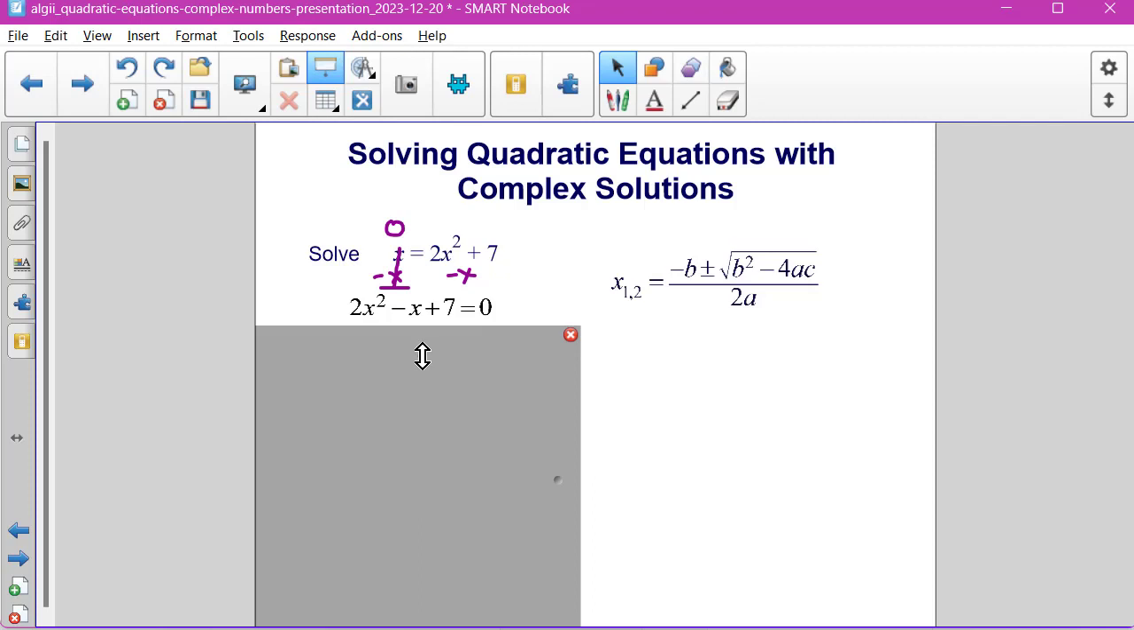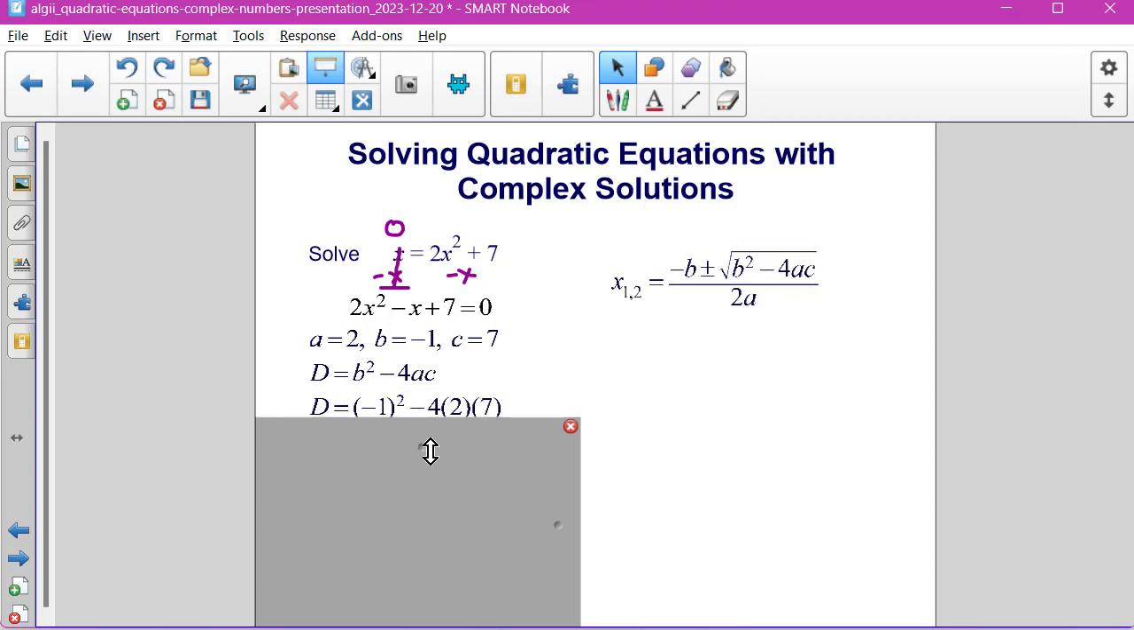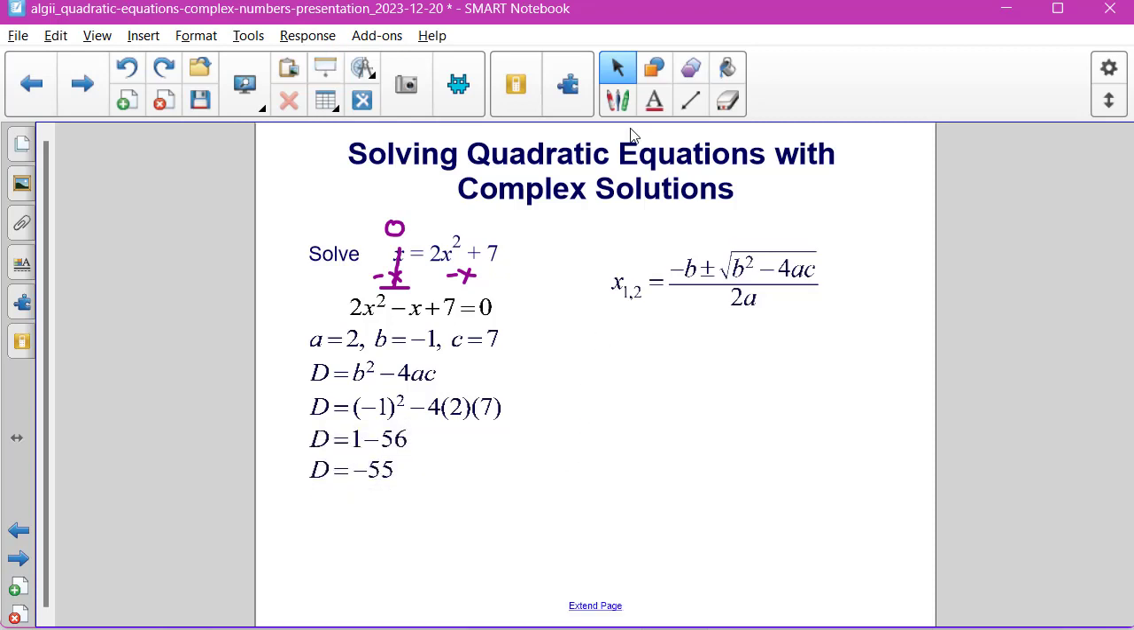Now we can identify our a, b, and c values. a is 2, b is -1, and c is 7. And then we can substitute these values into our formula for the discriminant, which is b squared minus 4ac. So we'll have (-1) squared minus 4 times 2 times 7. So we'll have 1 minus 56, which is -55 for the discriminant.